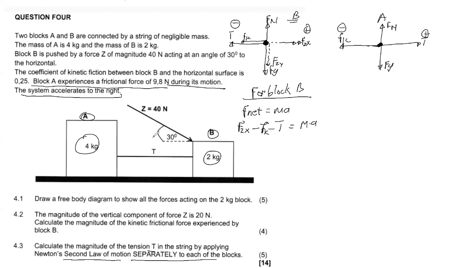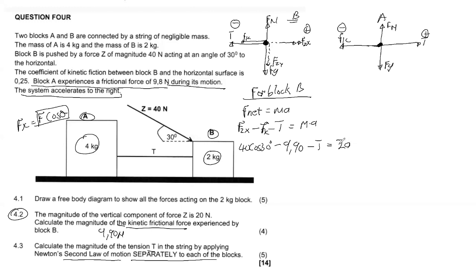Obviously, we have to break down this one. You still remember that Fx is F cos theta. So this is supposed to go as 40 cos 30 degrees, right? If we just substitute into this, then minus the Fk. Remember, the Fk we have already calculated for block B. We calculated previously in 4.2, and found our kinetic frictional force to be 9.90 newtons. So this is where we substituted 9.90 minus T, and then our mass. The mass for block B is 2, so we have 2a.